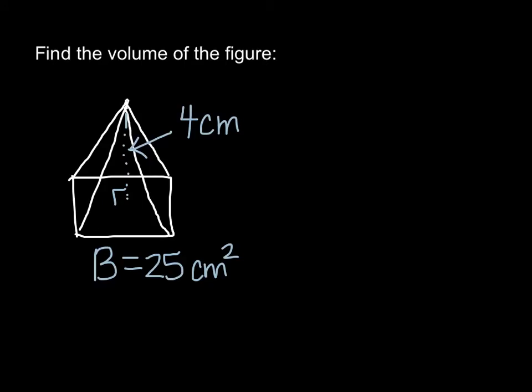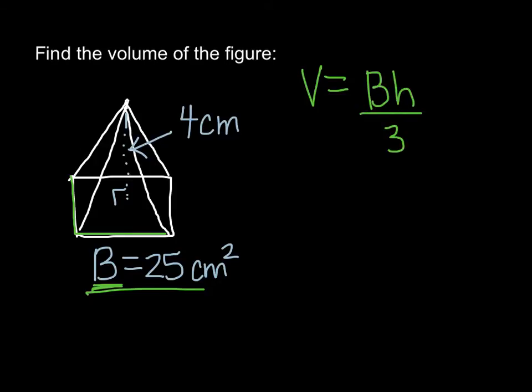Sometimes you'll be given a problem like this with a picture. Find the volume of the figure. Once again, we already have big B. We already have the area of the base. There's no need to be concerned with what the actual dimensions are because you already have this value right here. So for a pyramid, don't forget area of the base times the height divided by 3. Don't forget that divided by 3 for a pyramid.